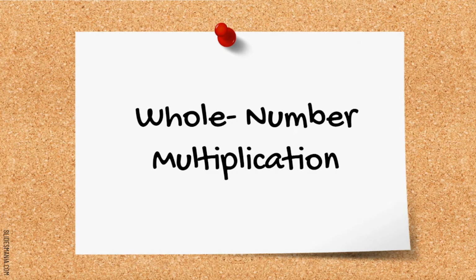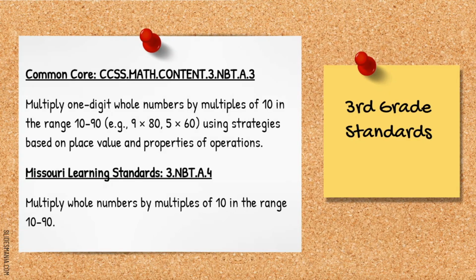So I'm going to talk about what you already know and show you how that's going to build. So here are the 3rd grade standards, Common Core. I've had Missouri Learning Standards up here this entire unit. Notice that the big thing is we are multiplying 1-digit whole numbers by multiples of 10. And it gives us an example down here, 9 times 80, 5 times 60. Before we get to that, though, we're going to work on a few other things for our intro.